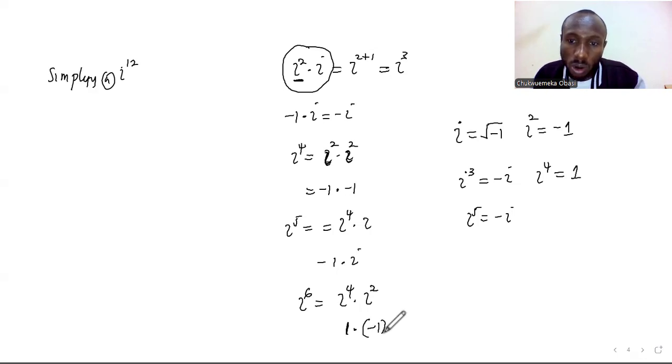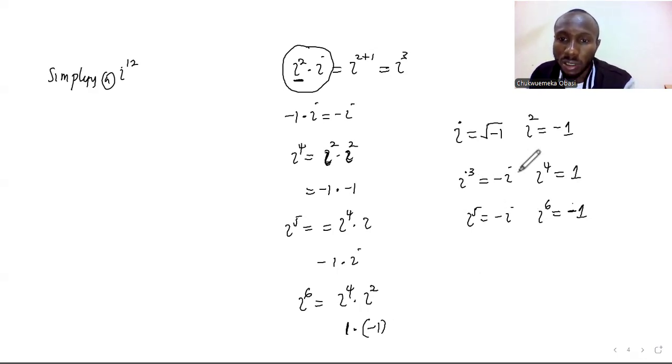And altogether, what do we have? We have i to the 6 as 1 times minus 1 is minus 1. So that is just what you should be looking out for. These are the ways the number will continue to repeat. It's going to be minus 1, minus i, 1, minus i, minus 1. That is how the terms are going to be repeating. That's the cycle of i to any power.